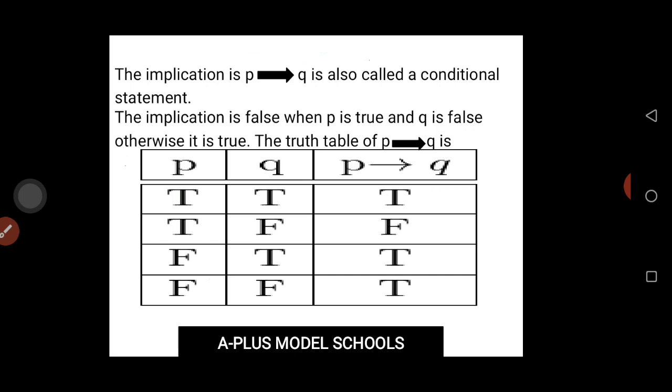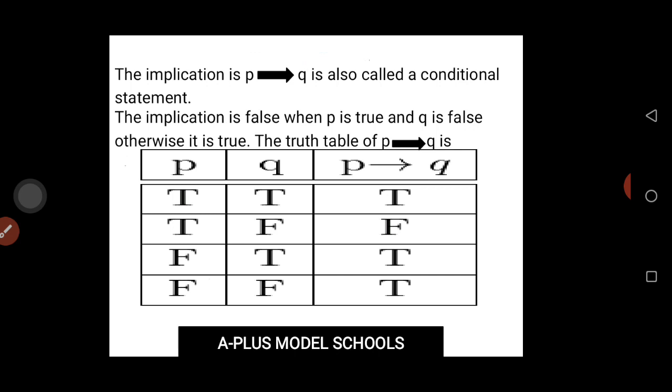The implication is false when P is true and Q is false. So you can see its own rule. It is only false when P is true and Q is false. So it means Q will be the one to determine if it will be true or false. So if Q is not false, then if P then Q will be true. Okay, let's look at the table.